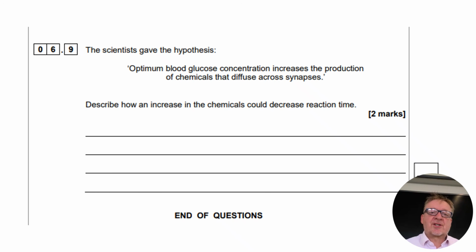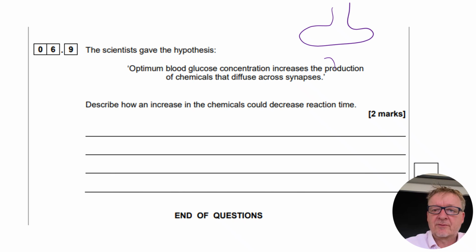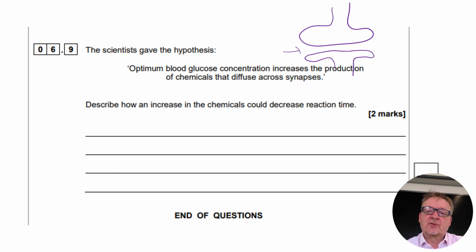6.9. The scientist gave the hypothesis: optimum blood glucose concentration increases the production of chemicals that diffuse across the synapse. Okay, so we've got a synapse. There's a synapse. Oh, that's terribly done. Okay, so the synapse is that little gap there, the synaptic cleft. Describe how an increase in the chemicals could decrease reaction time. All right, so if you've then got more chemicals getting released into the synapse.